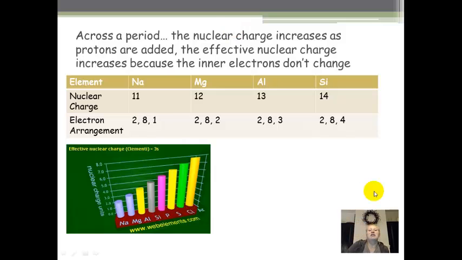So across a period, the effective nuclear charge. As we go across the period, the nuclear charge increases because you're increasing the number of protons. And the effective nuclear charge will also increase because the number of shielding electrons does not change. So you can see as you go from sodium to silicon, you still have 10 shielding electrons, 10 shielding electrons, 10 shielding electrons, 10 shielding electrons, but the nuclear charge is increasing. So 11 minus 10 is plus 1, 12 minus 10 is plus 2, 13 minus 10 is plus 3, and so on. So the effective nuclear charge will increase across a period.